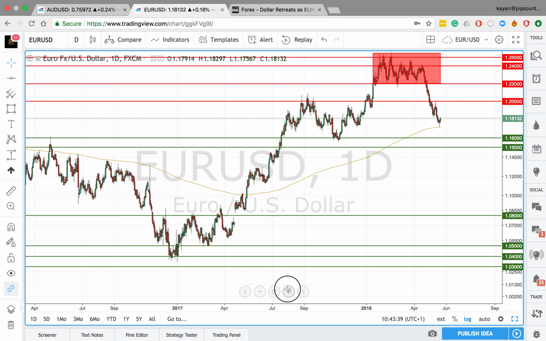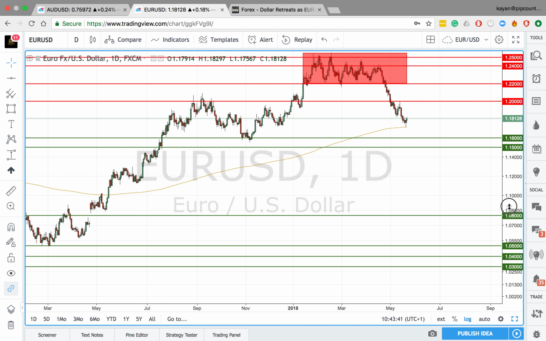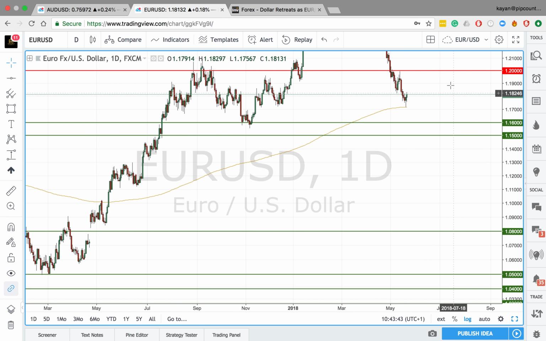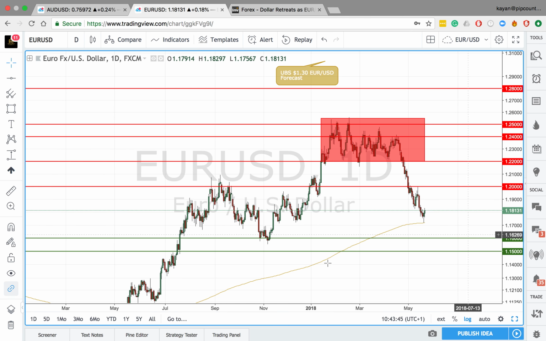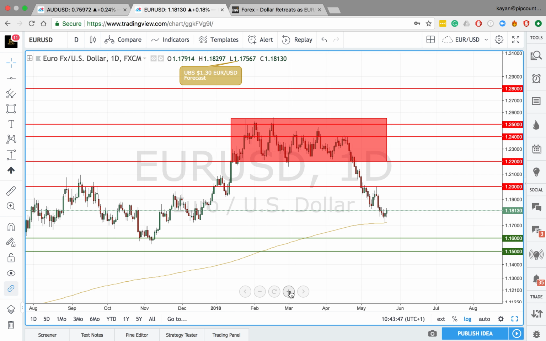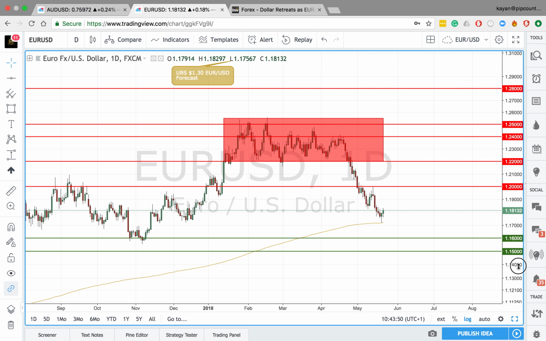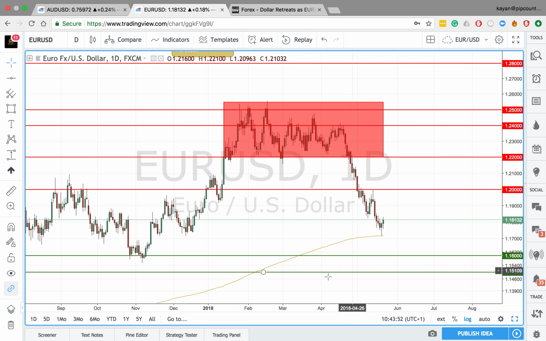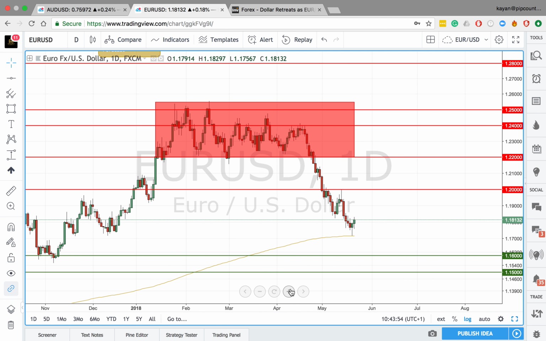So traders, it'd be interesting to see what happens with the euro. It's all down to inflation data. What does inflation show in the eurozone? Does it show that inflation is moving towards a 2% target, or does it show that inflation is remaining at very low levels? And as long as it remains low, the euro remains weak.